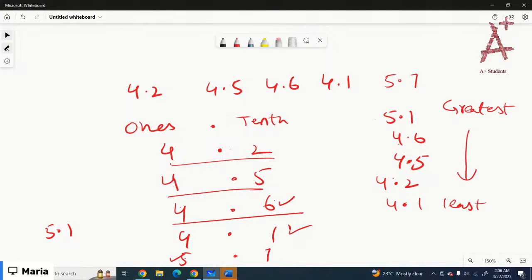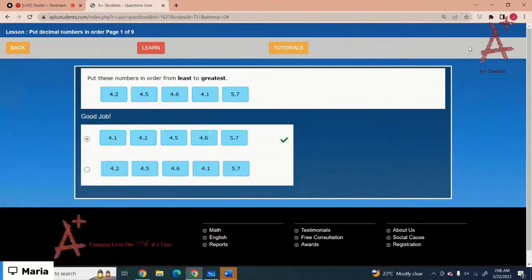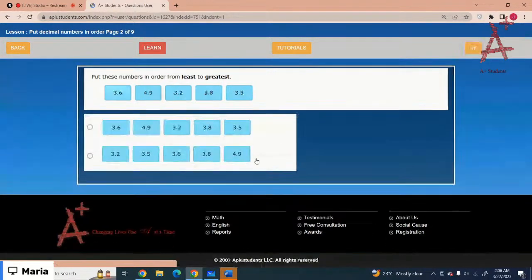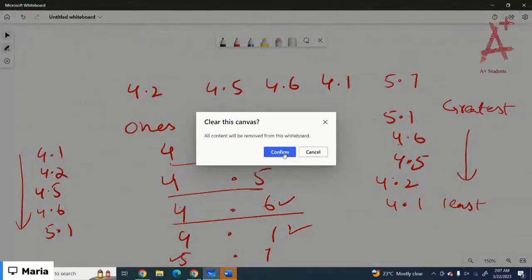Just look at their tenths part. Which one is the smallest one? 1 is smallest. That means the smallest one is 4.1. Then after 1 you have 4.2, then 4.5, and then 4.6. So you arrange them from least to greatest. It would be 4.1, 4.2, 4.5, 4.6, and 5.7. That would be option number 1. Sorry, I haven't read the statement written above the question. Okay, put these numbers in order from least to greatest. You have to arrange them from least to greatest. Let's do this one.